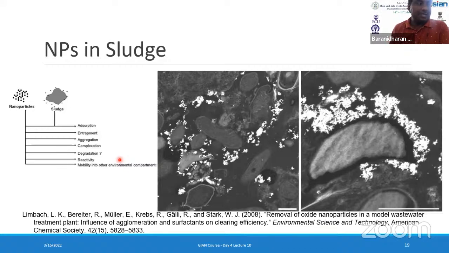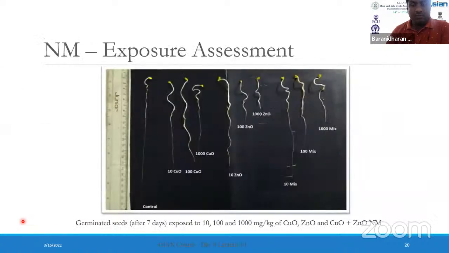And then the reactivity: whether they produce reactive oxygen species, so that these target the cell wall of these microbes, and then they deteriorate their health. And mobility into other environmental components. So when these two combine, how do they move or how do they behave is one such question. And this is Limbach, one such early researcher, who found the nanoparticles sticking onto the sludge. So, moving on.